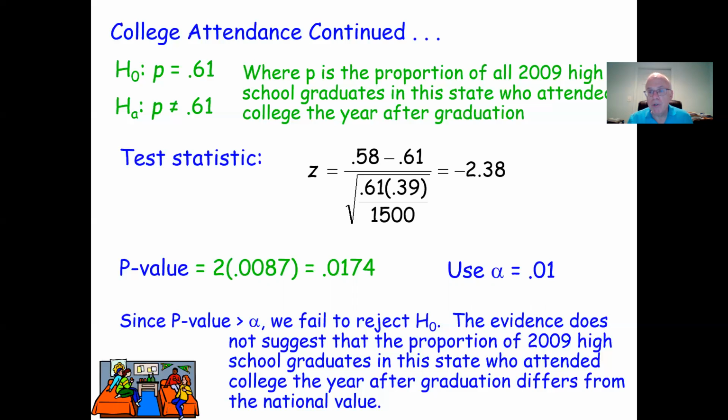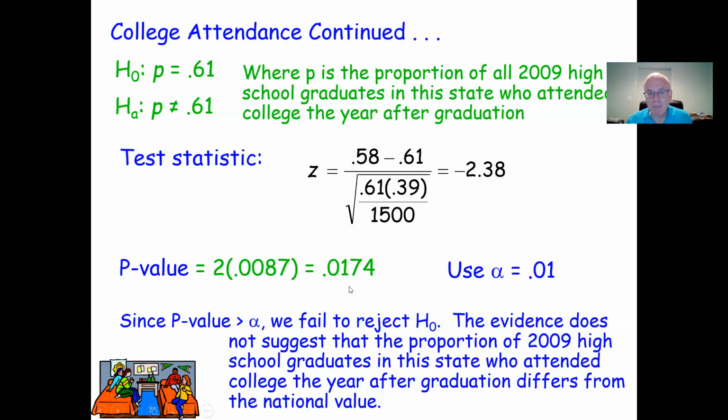In other words, if we had picked 0.05 as our acceptable type 1 error, then getting this p-value of 0.0174 would have been lower than 0.05, and we would have come up with the reverse decision. We would have rejected the null hypothesis, and we would have concluded that there is sufficient evidence to conclude that the proportion of 2009 high school graduates differed from the national level. In other words, the proportion that attended college differed from the national level.